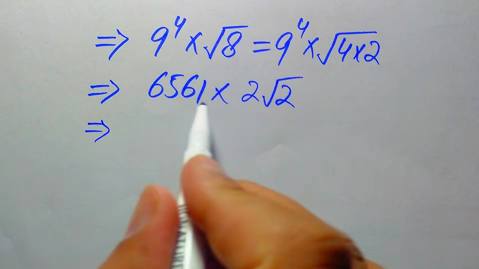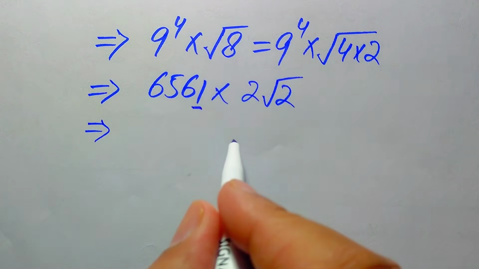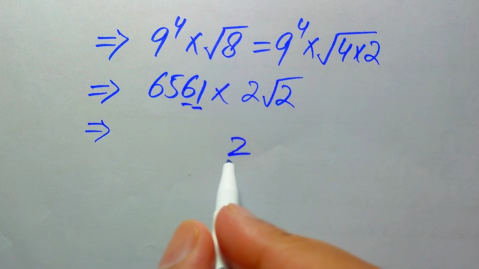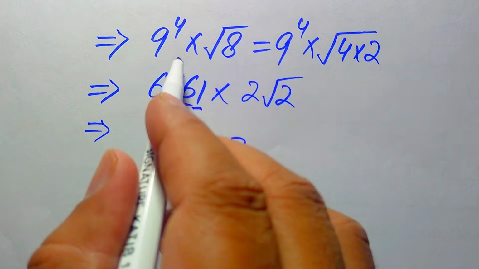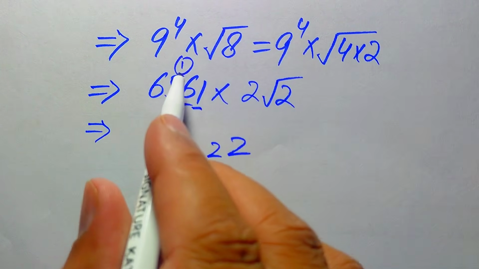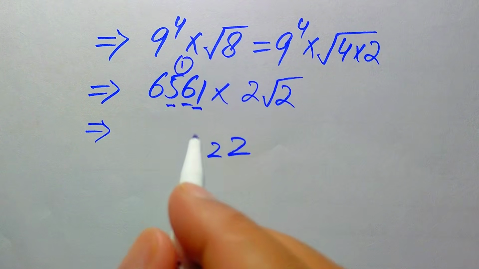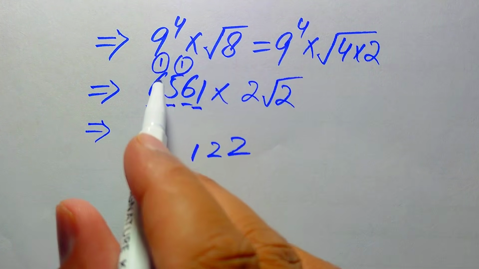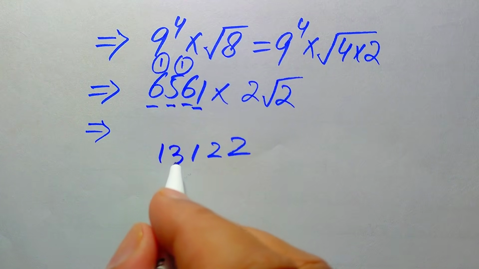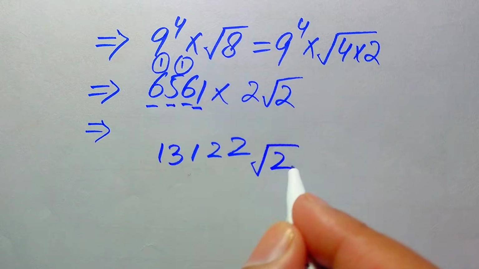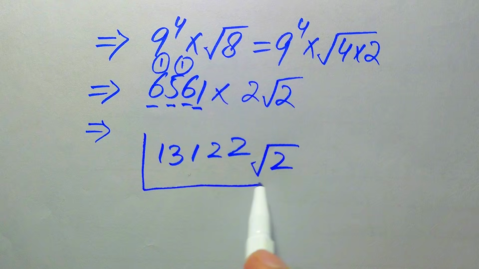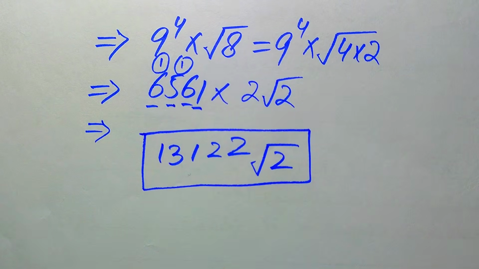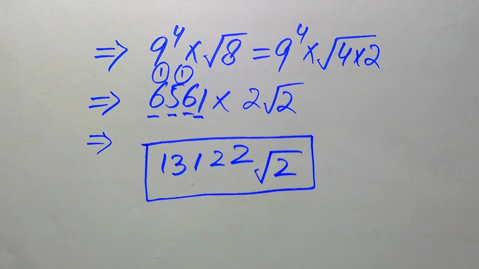So we multiply 2 with this number, and we get 2 ones are 2, 2 sixes are 12. We write 2 and carry 1. 2 fives are 10, 10 plus 1 becomes 11. We write 1 and carry 1. 2 sixes are 12, 12 plus 1 becomes 13, times the square root of 2. So this is our required simplified form of the given question, and this is the final answer.